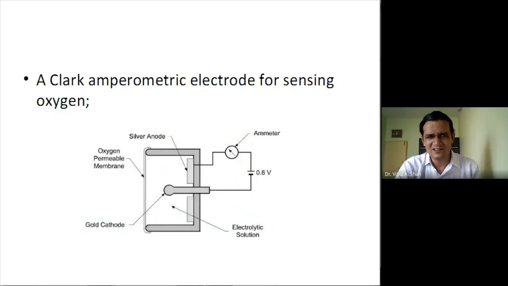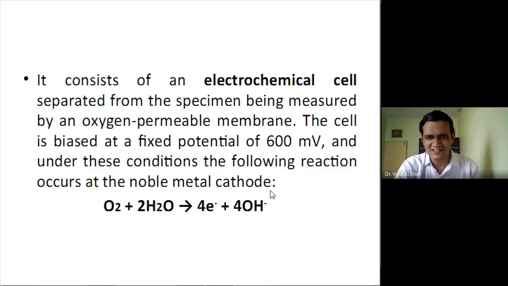This is how the amperometric electrode for sensing oxygen works. We have this gold cathode, the oxygen permeable membrane, the silver anode, and then we have the electrolytic solution here. Against this, we will generate a certain voltage over here. So this is how we generate voltage as a sensing signal, for detecting oxygen content.